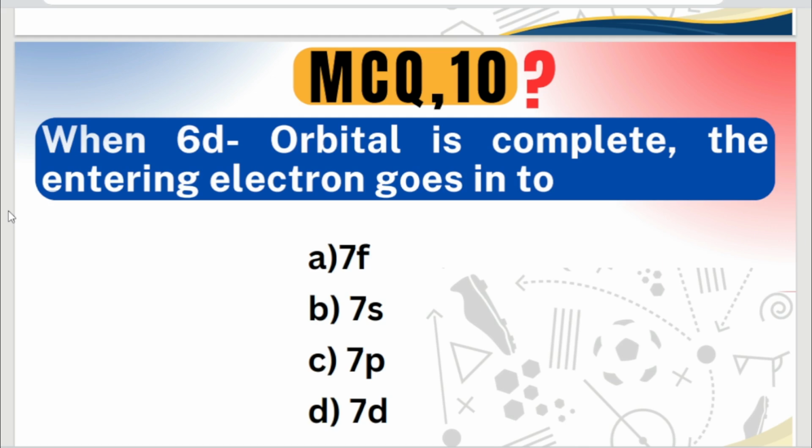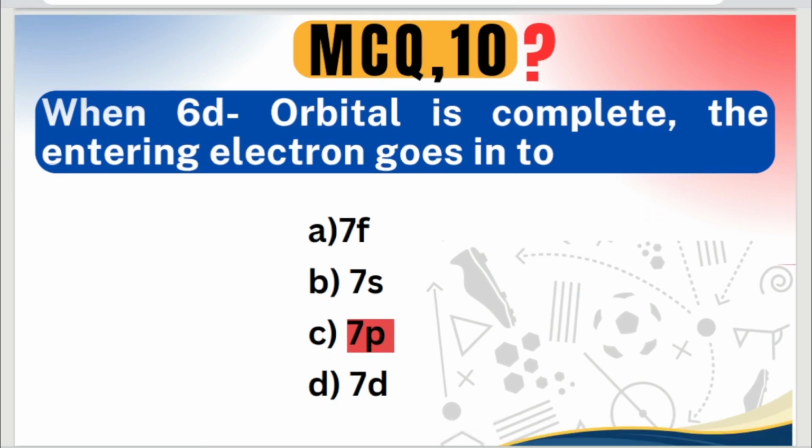First, 1s, 2s, 2p, 3s, 3p, 4s, 3d, 4p, 5s, 4d, 5p, 6s, 4f, 5d, 6p, 7s, 5f, 6d, and 7p. So hence, when 6d orbital is complete, the entering electron will go into 7p orbital. So the answer C is the right choice for the question.